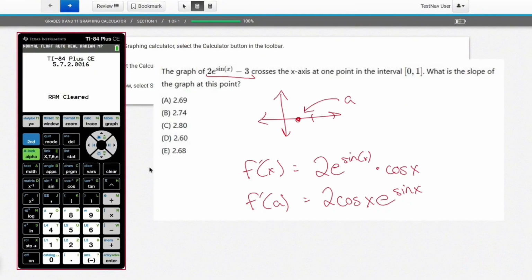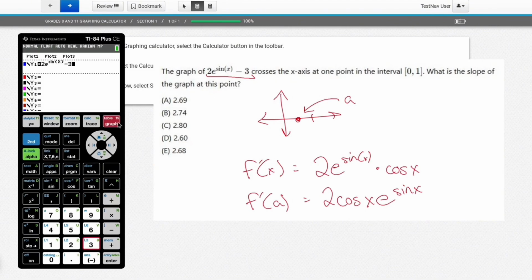All right. So step number 1 is to type out 2e, so the E button is second ln, to the sine x, which is sine x, close it, move to the right, minus 3. Now we hit graph, and we can see that this crosses the x-axis between 0 and 1 like it says it would. So let's find out what that value is that it crosses the x-axis.